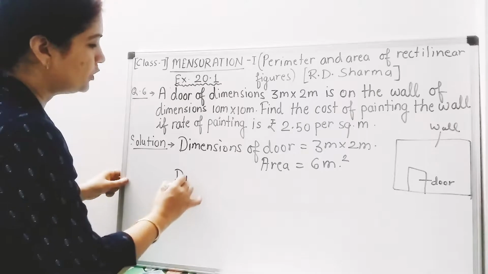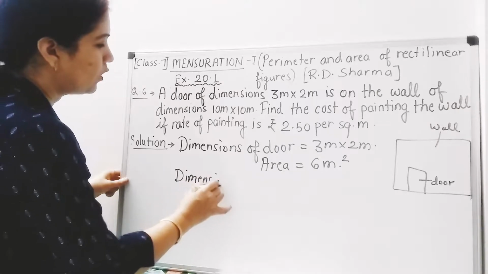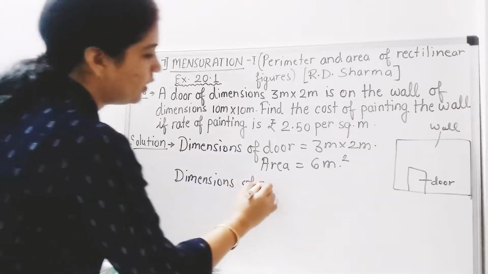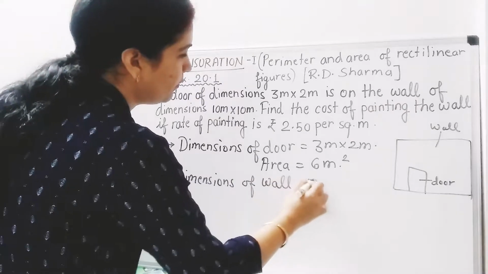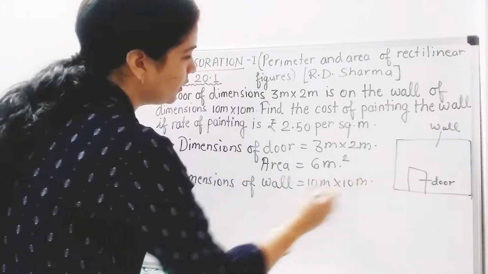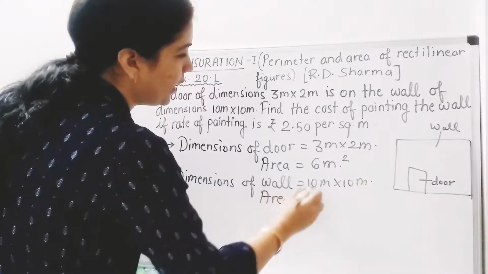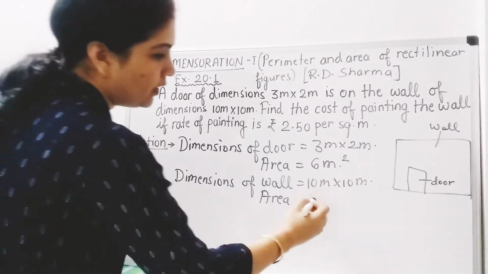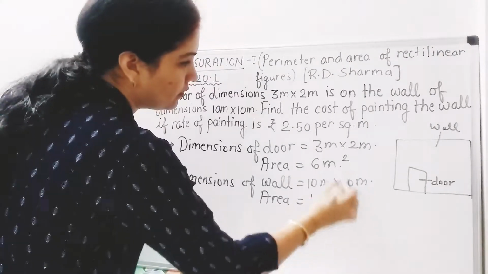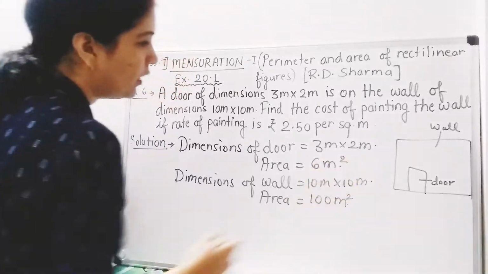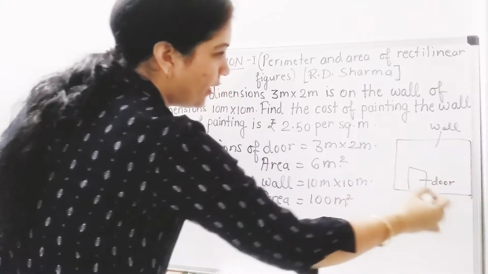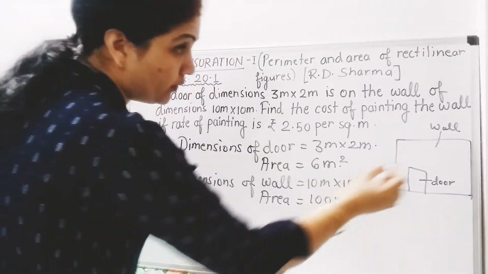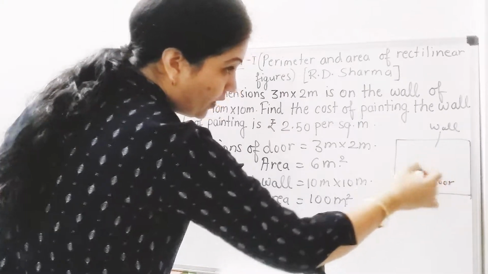Now dimensions of the wall are 10 meter into 10 meter. So the area will be 10 into 10, because length into breadth, 100 meter square. Now we have found out the area of the whole wall and the area of the door. Now we have to find out the area which we have to paint.